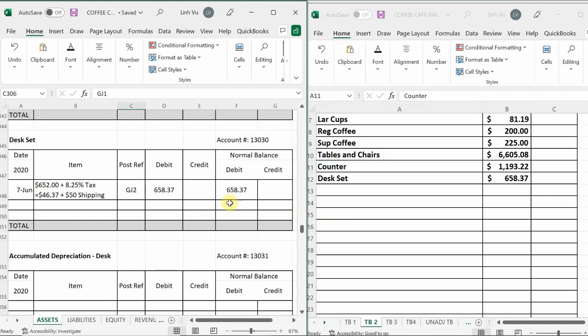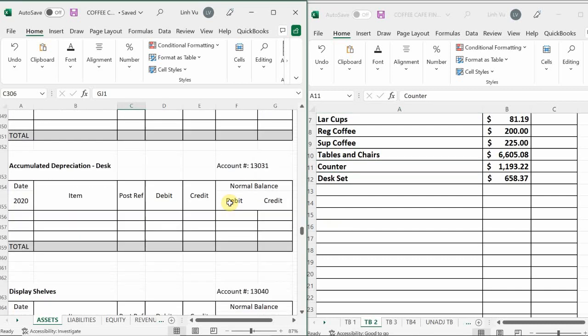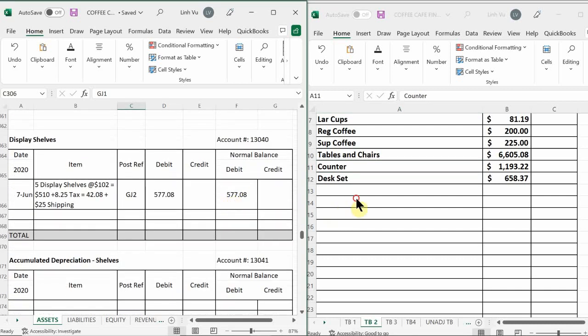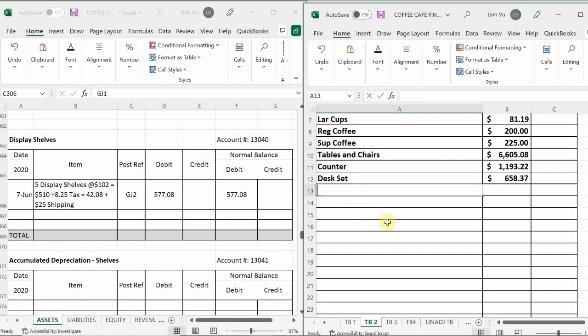The desk set. What else did we buy? Display shelf. Okay, so notice this once again. Display shelves. Did it change? No, it's still $577.08.